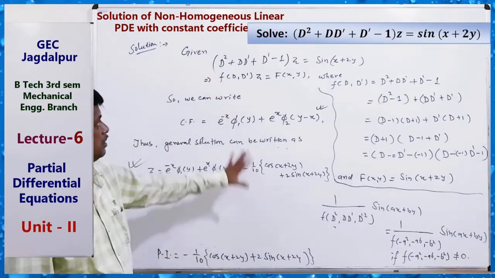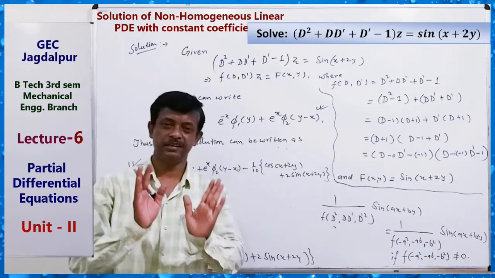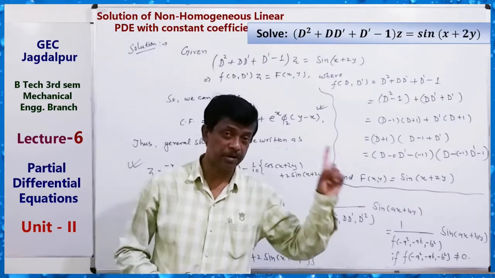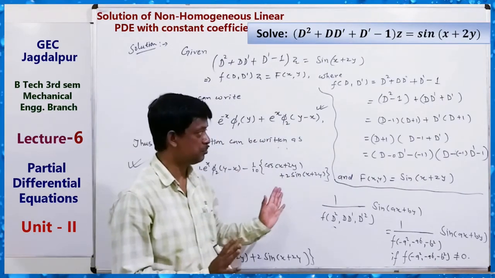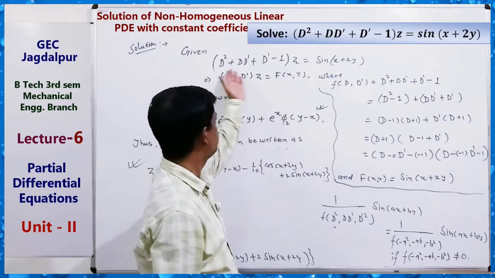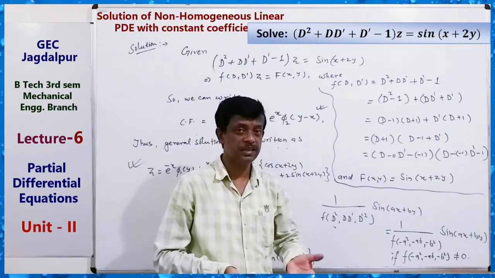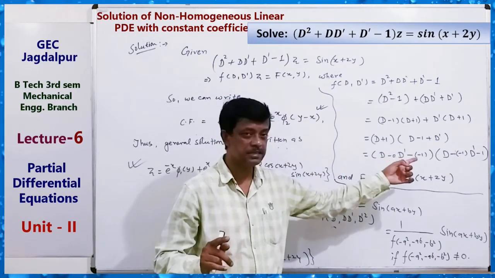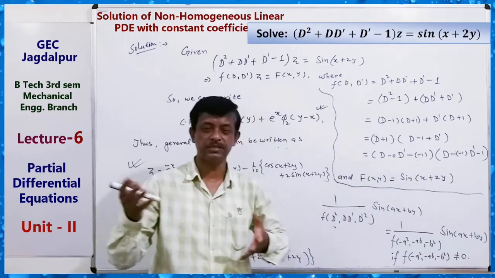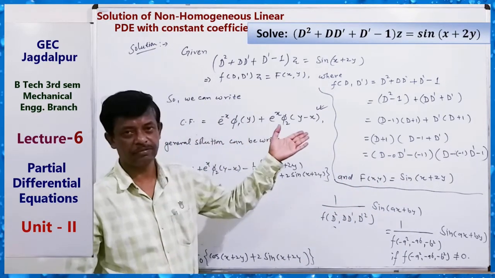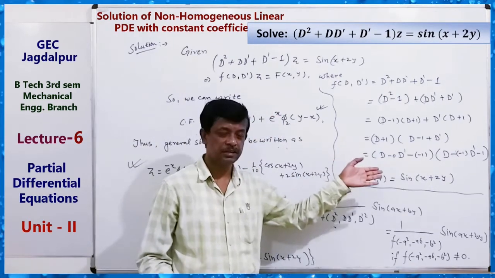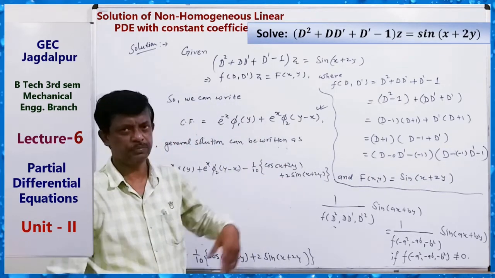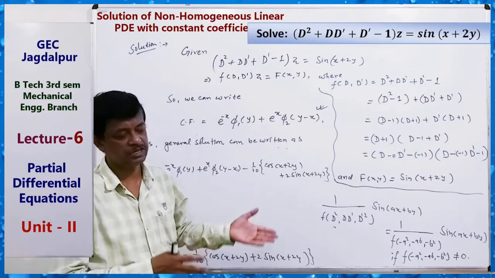So this type of method can be used for finding the general solution of non-homogeneous linear partial differential equations. For CF you have to factorize. If we can factorize it as linear in D and D dash, just like this, then you can use the D minus m D dash minus alpha formula and we can write CF directly. If it cannot be factorized, then we use the e to the power hx plus ky method, and PI is the same as for homogeneous linear partial differential equations. Okay.